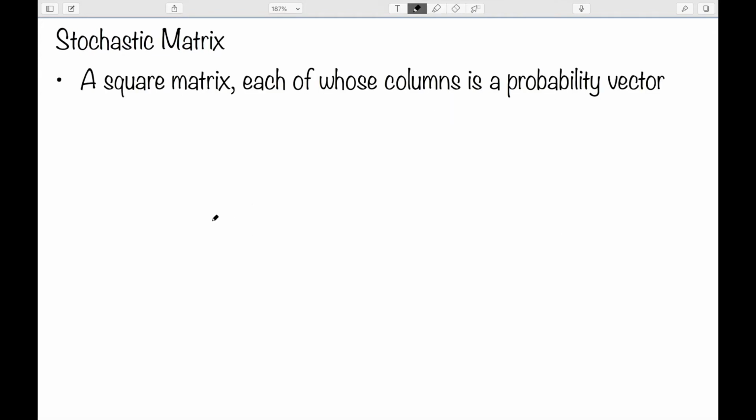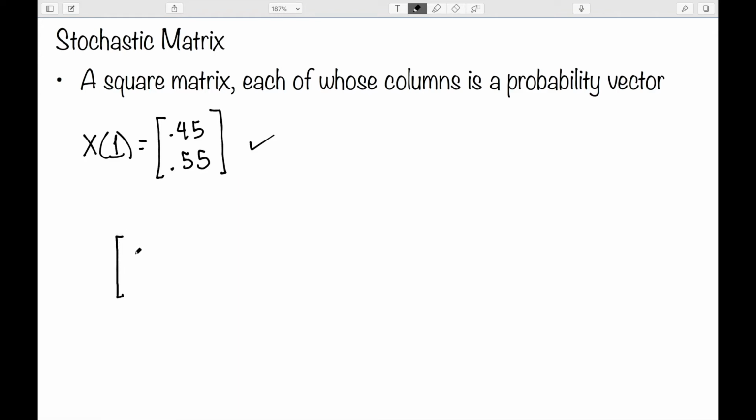We can also have what's known as a stochastic matrix. This is a square matrix, each of whose columns is a probability vector. So in my previous video, I did an example where x1 was equal to 0.45, and we can see that this is a probability vector. The values are between 0 and 1, and they add up to 1.